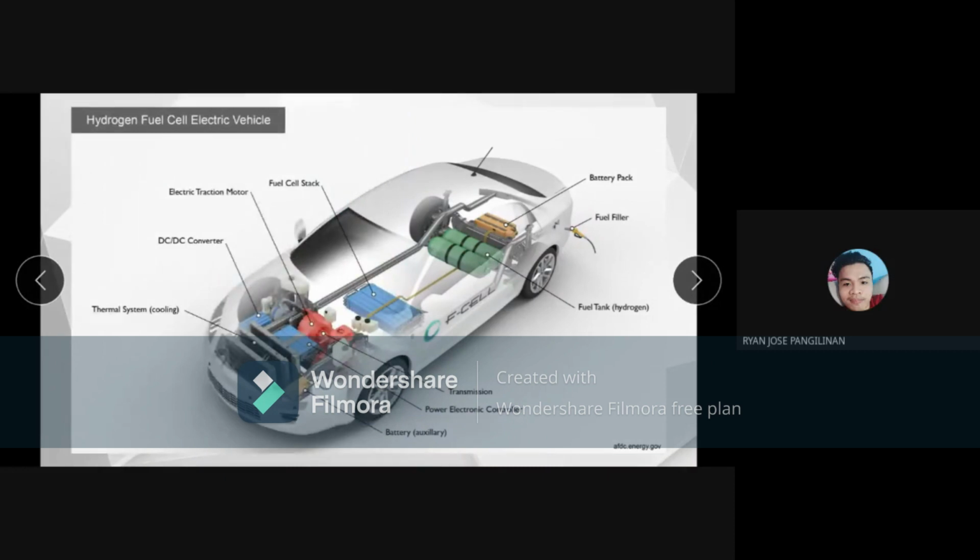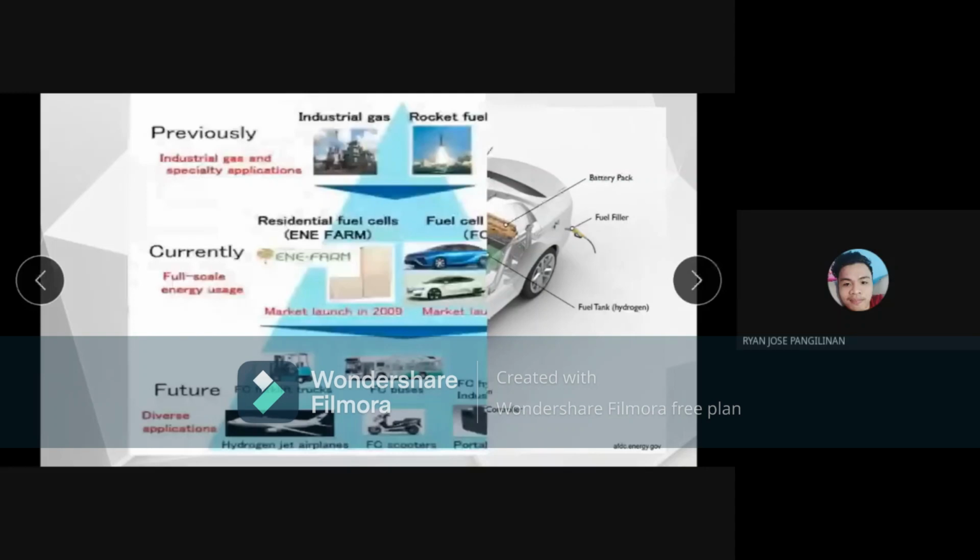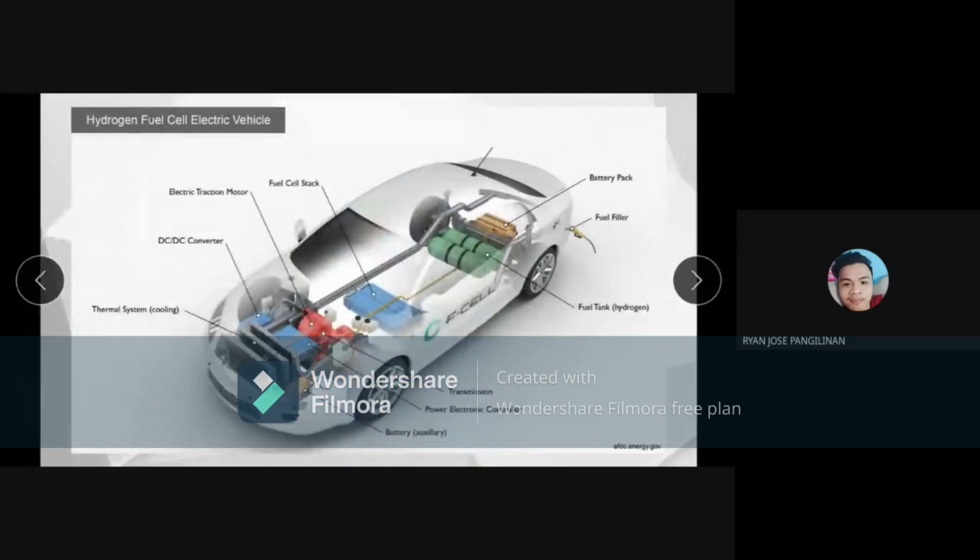So let's focus, since we are mechanical engineering technologists, on the application of fuel cells in vehicles. So this is the hydrogen fuel cell electric vehicle.